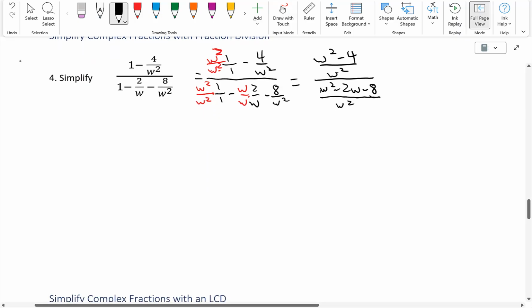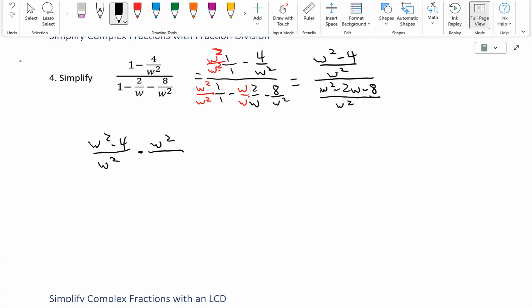But now that we have our single fraction in the numerator and single fraction in the denominator, we do our fraction division. So we've got our w squared minus 4 over w squared multiplied by the reciprocal of that one in the denominator. So w squared over w squared minus 2w minus 8. When we multiply these fractions, we can divide out the common factors in the numerator and denominator, the w squared here. And we end up with w squared minus 4 over w squared minus 2w minus 8.